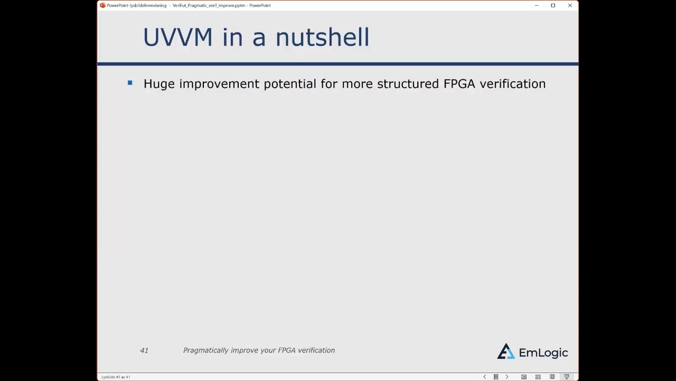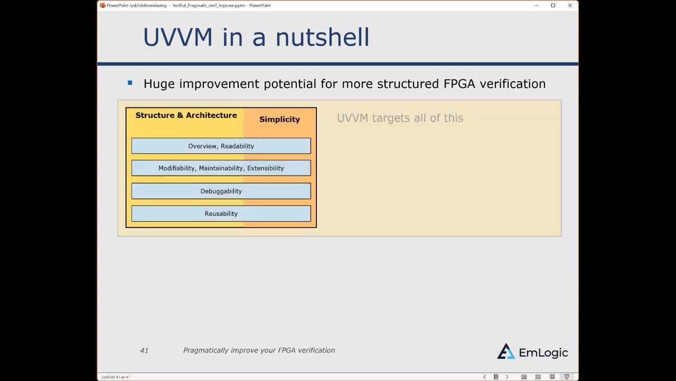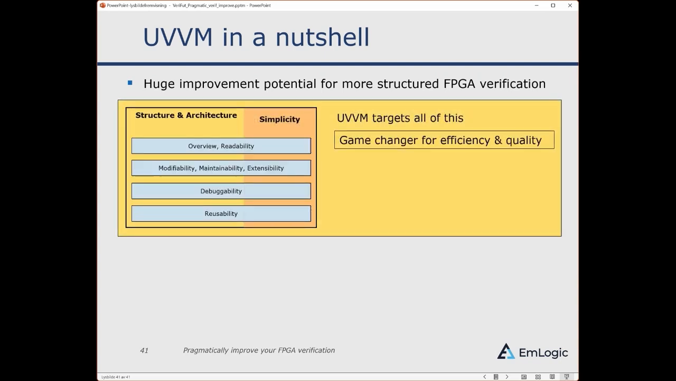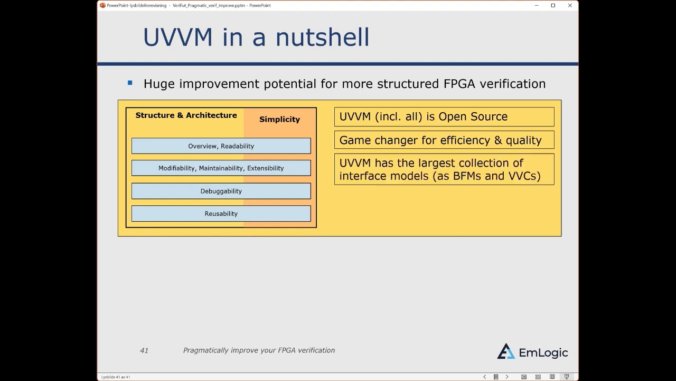So to conclude, UVVM in a nutshell, I think there's a huge improvement potential for more structured FPGA verification in general. I talked about these things. They are extremely important. UVVM targets all of this, and it's open source. It's free, available on IEEE and GitHub. It has the largest collection of interface models, BFMs, and verification components. We work together with ESA.